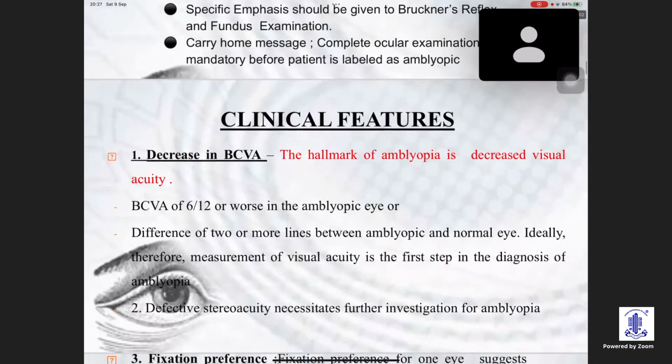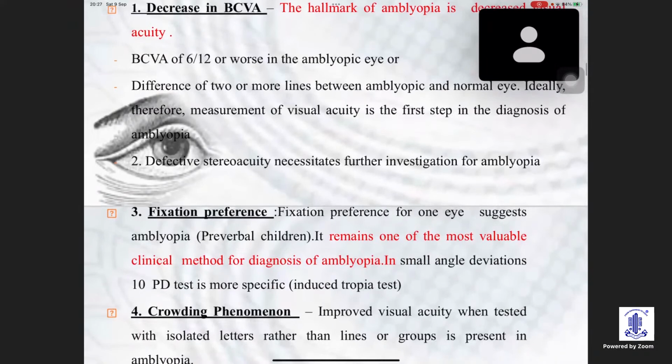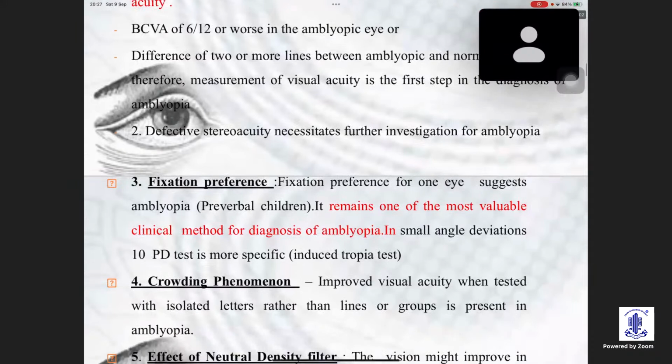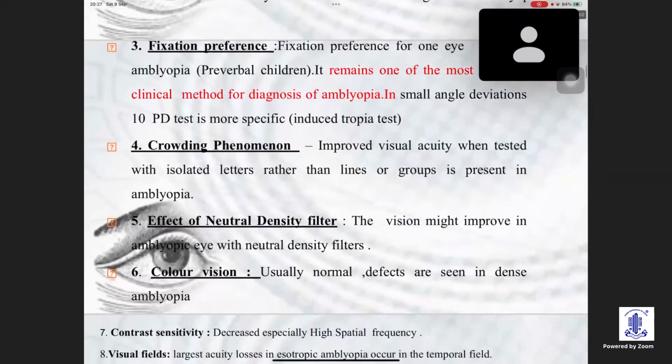What are the various clinical features? Decrease in the visual acuity is the hallmark for amblyopia. If there is defective stereo acuity, it necessitates further investigation for amblyopia. Fixation preference for one eye suggests amblyopia in preverbal children, and it remains one of the most valuable clinical methods for diagnosis of amblyopia. Crowding phenomenon is very important in cases of amblyopia. The effect of neutral density filters: the vision might improve in the amblyopic eye with neutral density filters.